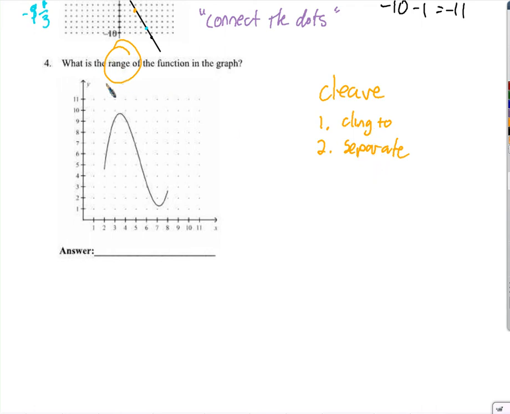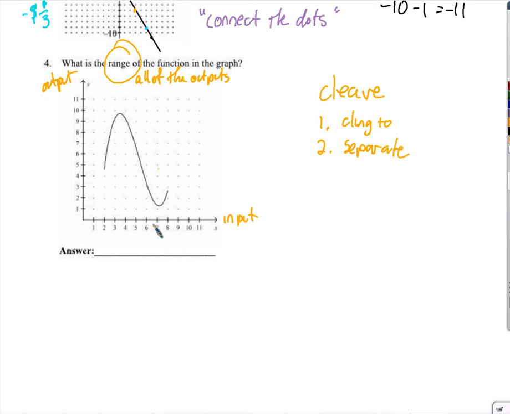So this word range, it means different things in different contexts. In this context, as I've said before, it means all of the outputs. What's the output? Well, y is usually the output, x is usually the input. In any case, on a graph, the horizontal is the input axis, and the vertical axis is the output axis. Okay, what kind of outputs can this function give? Can this give an output of 11? Let me look at 11. There are no outputs here. No outputs. How about 10? Technically no outputs. It's just below that. How about 0.5? I don't see any outputs here.